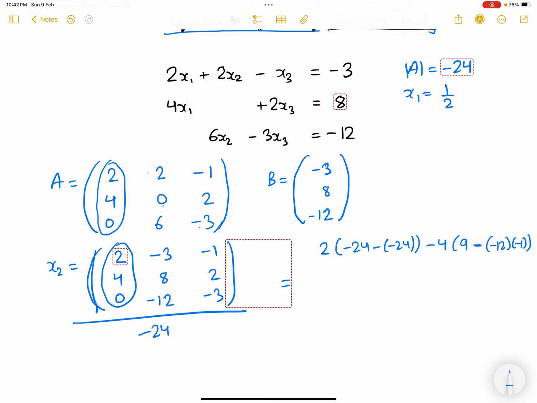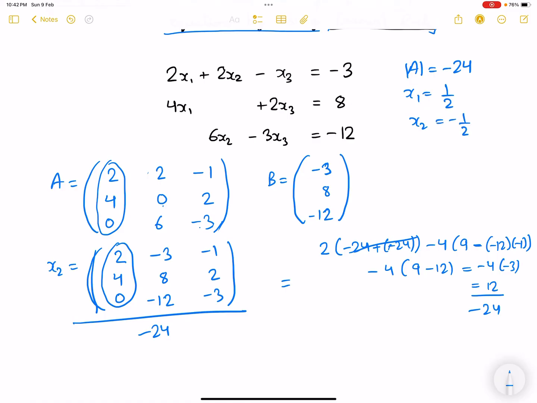So this becomes plus, so this would cancel out. So this becomes 0. We are left with -4 into 9 minus 12, which is -4 into -3. So this is 12 upon minus 24. So we have x2 is minus half. Similarly, you can find for x3.